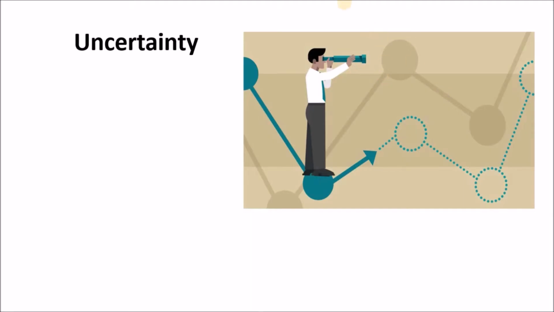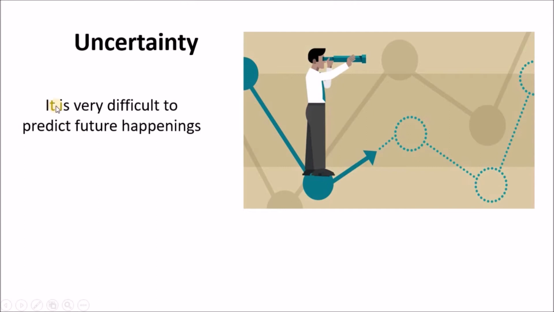Next is uncertainty. So it is very difficult to predict future happenings. As a businessman, if you want to predict your political environment in future or legal environment in future, it is very difficult. You can only make certain estimates and forecasts, but what exactly will happen in future, it is very difficult to predict. You don't know which political party will come into power, or what new laws will be passed, or what new technology will come. So it is very uncertain.